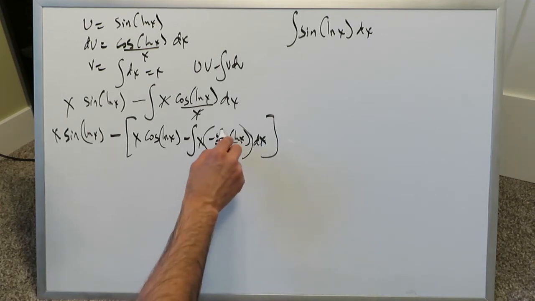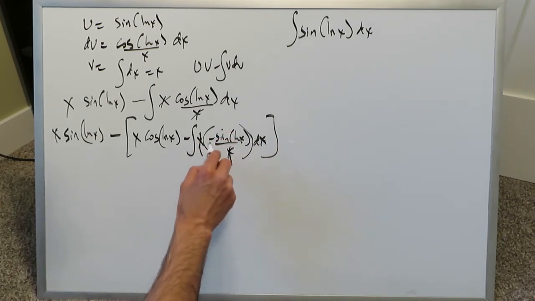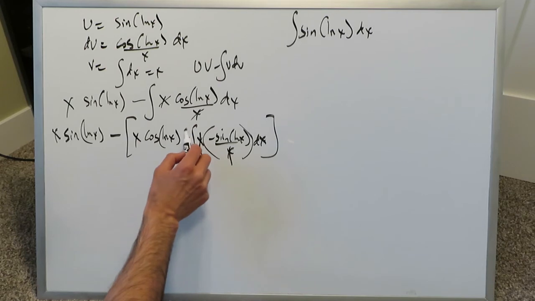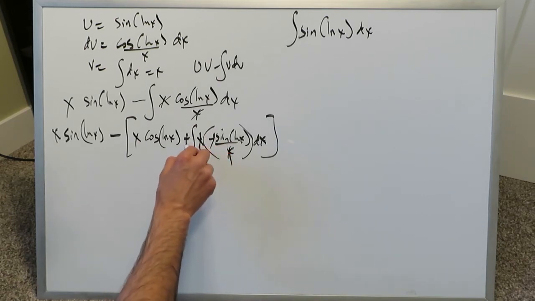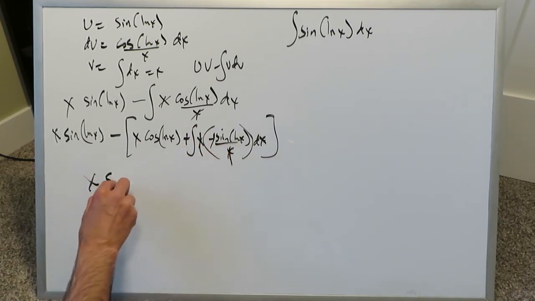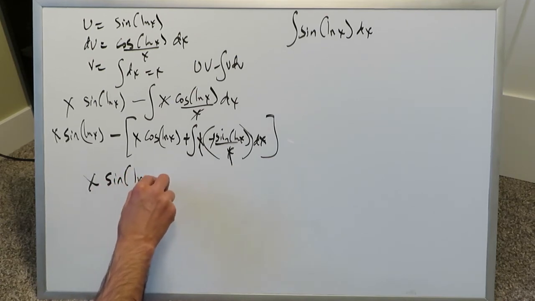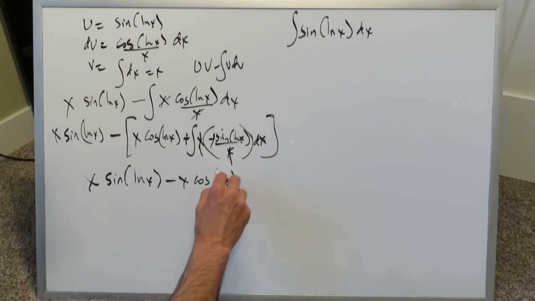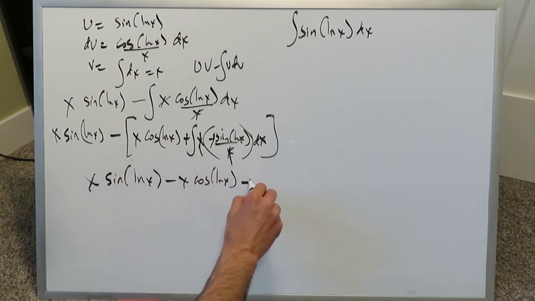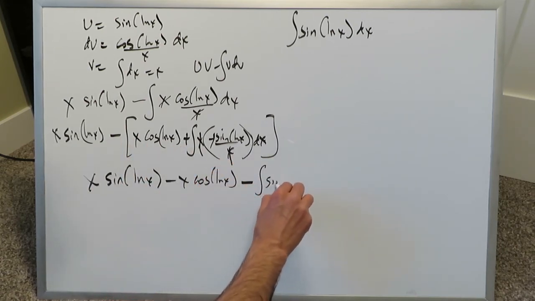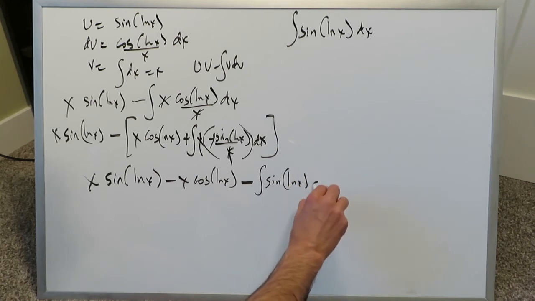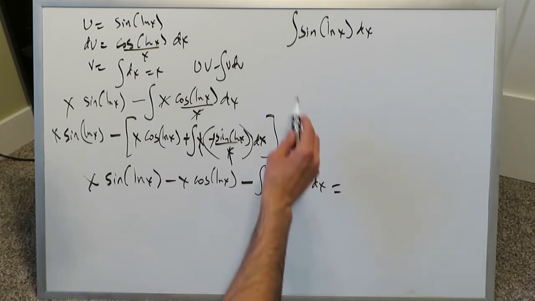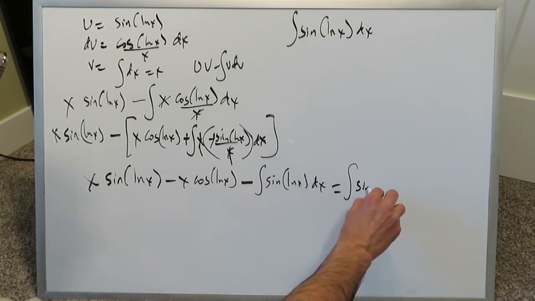When we're looking here, it's not hard. The x's cancel out, the minuses cancel out, you get a positive. You can cancel out this minus and make this a positive, and we open up everything. X sine ln x minus x cosine ln x, plus and minus becomes a minus, and we have the integral of sine ln x dx, exactly what we started with, all of this being equal to the original integrand.